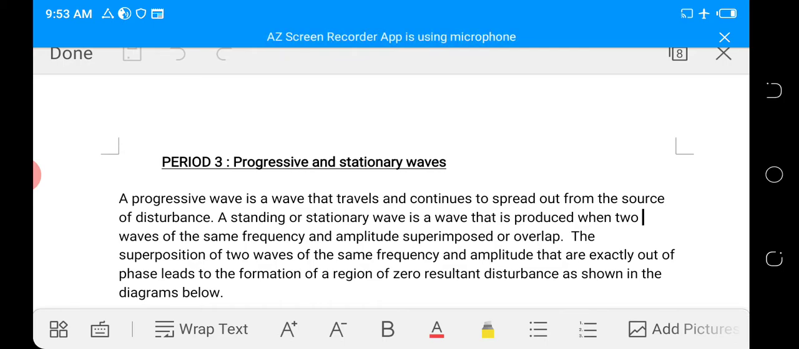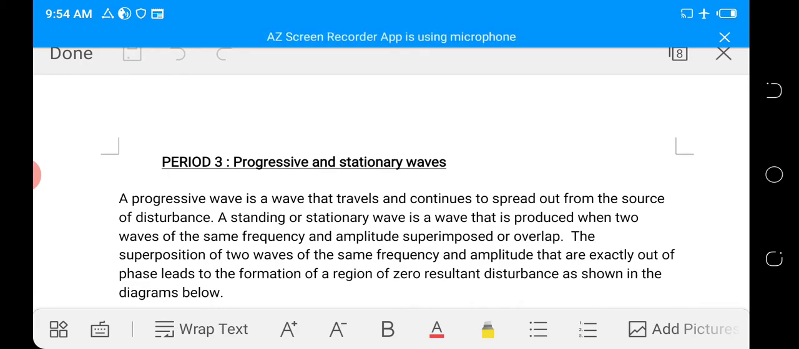Under this topic, waves, we've treated definitions of waves, types of waves, and graphical representation of waves. In the last period we looked at properties of waves, where we looked at reflection, refraction, diffraction, interference, and polarization of waves. Today, like I told you, we want to look at progressive and stationary waves, and this is going to end our discussion on waves.